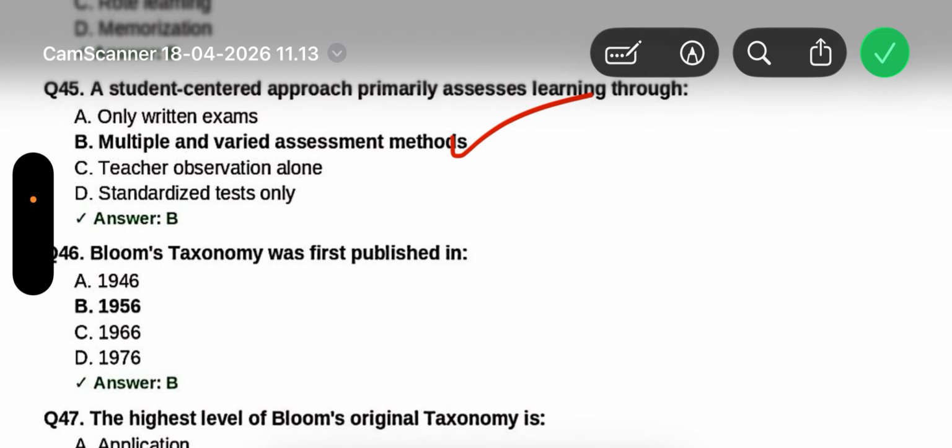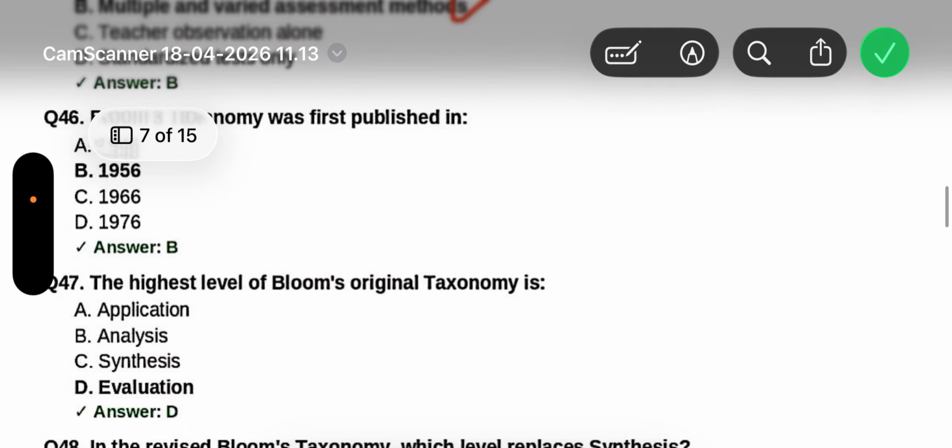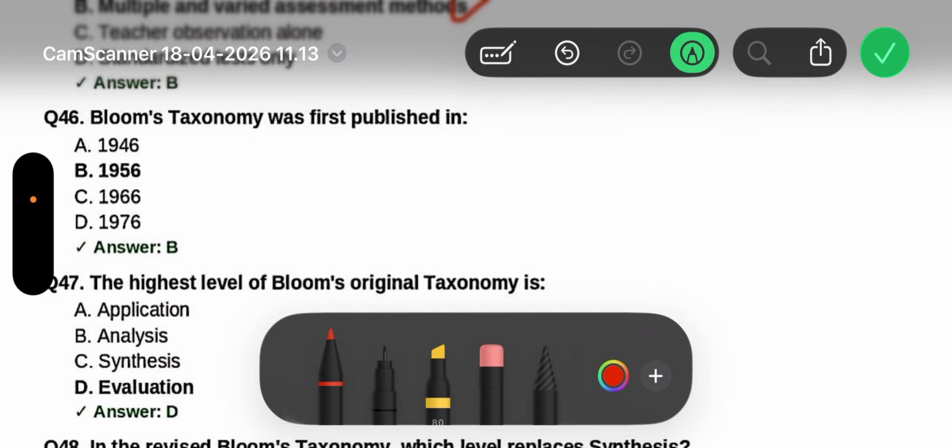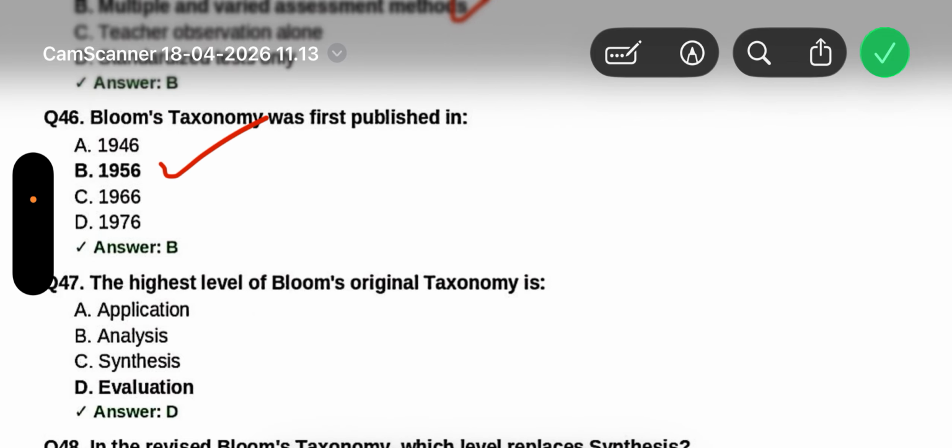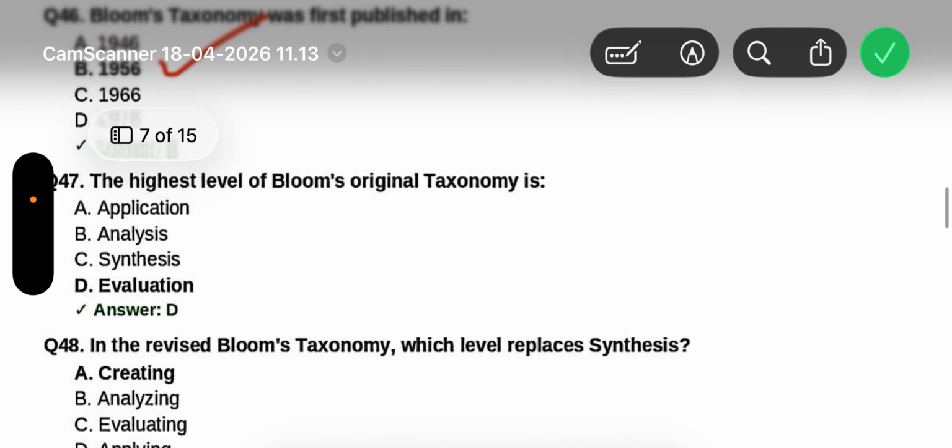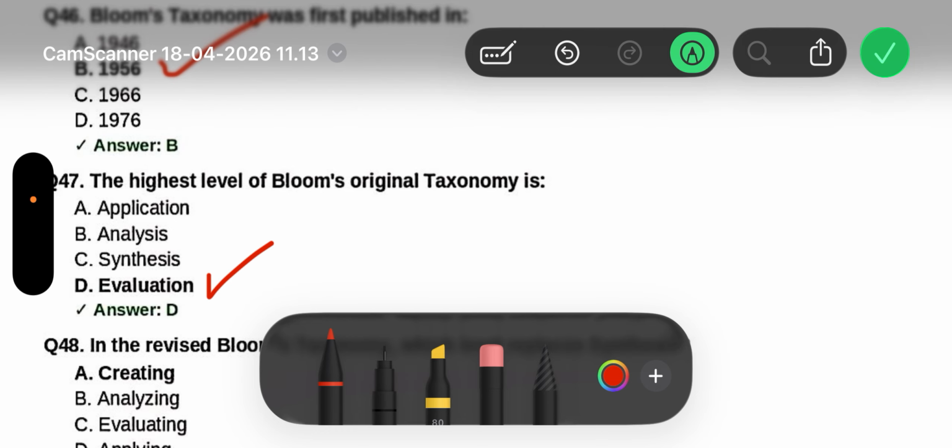Question number 46. Bloom's taxonomy was first published in 1956. Question number 47. The highest level of Bloom's original taxonomy is evaluation. In Bloom's taxonomy, multiple levels are introduced, and the highest level is evaluation.